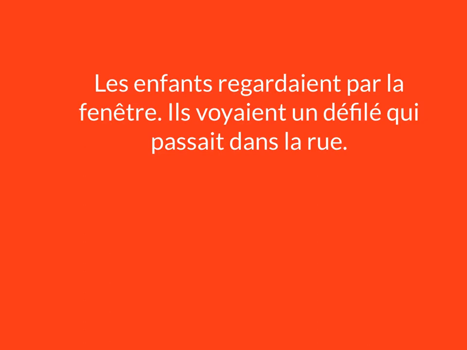So let's look at the imperfect verbs. We've got regarder, we've got voir, and we've got passer. So this is telling the scene. This is telling what was going on. A lot of times, this could be the beginning of a story or the beginning of a tale. So the children were looking out the window. They were seeing a parade that was going down the street.